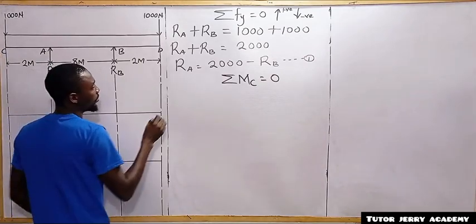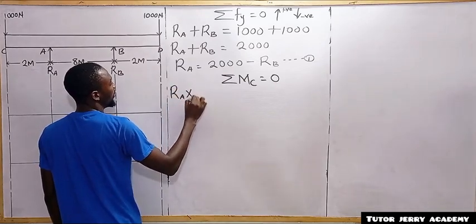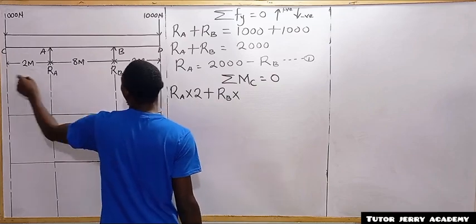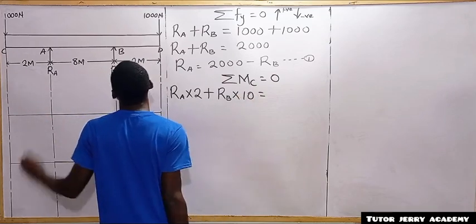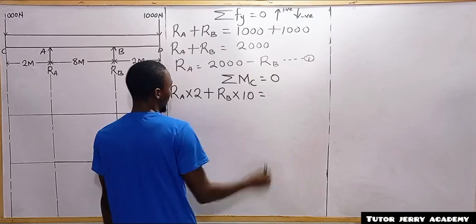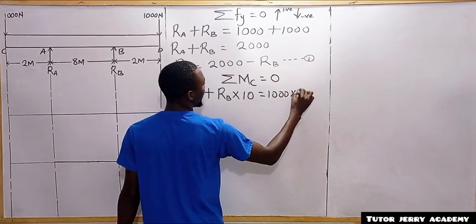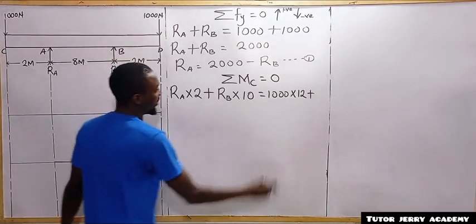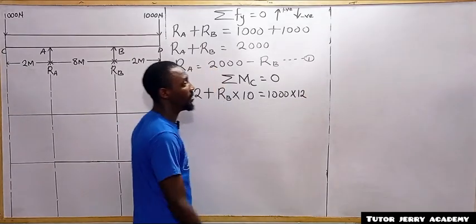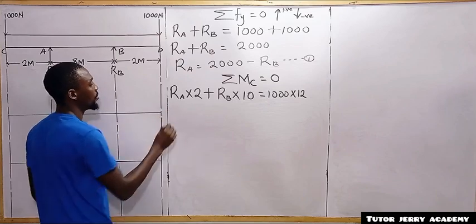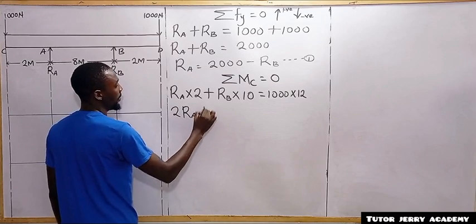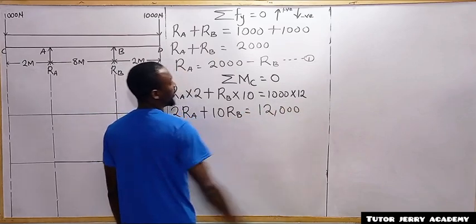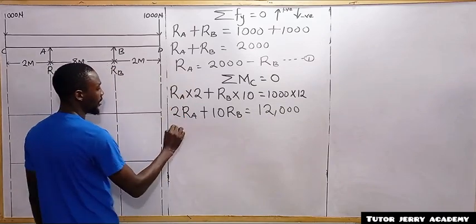RA multiplied by 2, so it's reaction at A multiplied by 2, plus reaction at B multiplied by 8 plus 2, that is 10, so multiplied by 10, which will be equal to our downward forces now. 1000 multiplied by the total distance, 1000 multiplied by 12, plus 1000 multiplied by 12. That's everything that we have there. So this is going to give us 2RA plus 10RB, which will be equal to 12,000.